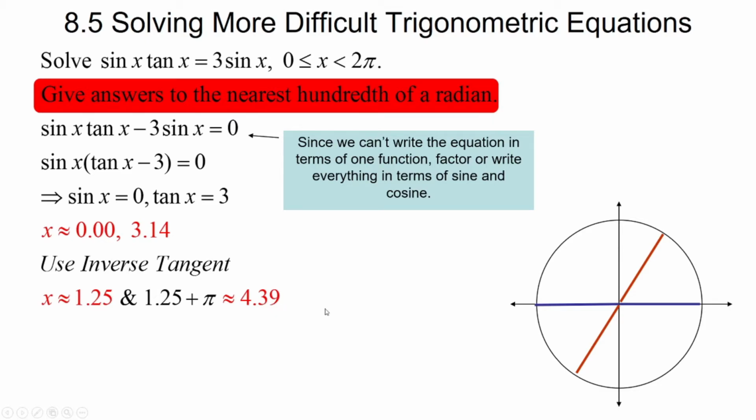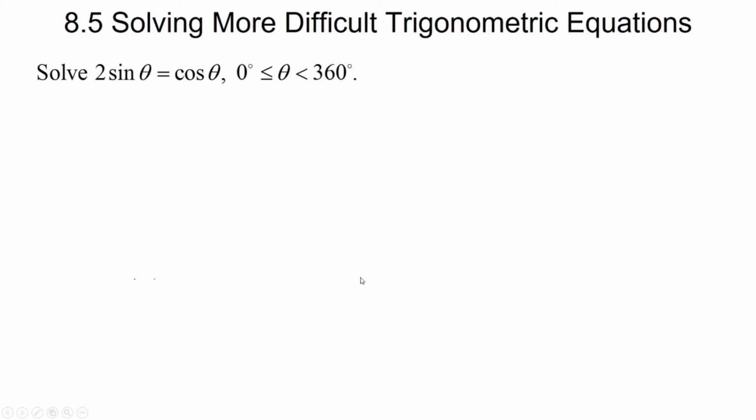And did we cover everything there? That's every possibility right there. So we've got 0.00, 3.14, 1.25, and 4.39. Awesome problems. Okay.